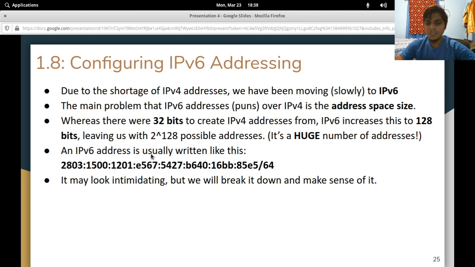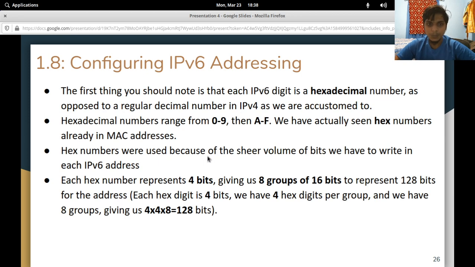An IPv6 address is usually written like this, this whole string here. Because we have so many bits, we need to write all of those bits in here. This number may look intimidating, but we will break it down and make sense of it. Don't worry, in the next few minutes, let's say in the next half an hour, you will know how to read this number and how to manipulate it and how to configure it on devices. It's just a slightly longer number than an IPv4 address.